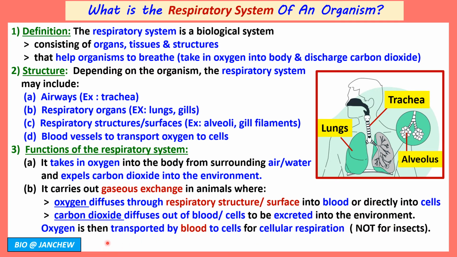Carbon dioxide diffuses out of the blood or cells to be excreted into the environment. Oxygen, after it diffuses through the respiratory structure into the blood, is transported by blood to cells for cellular respiration. That is for humans and also for fishes. Insects don't have a blood circulatory system to transport oxygen for them.